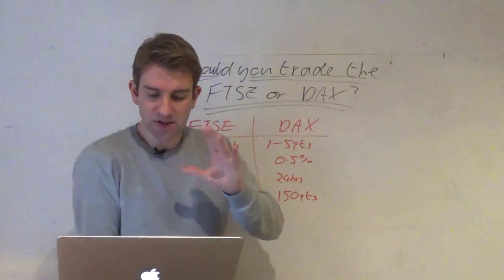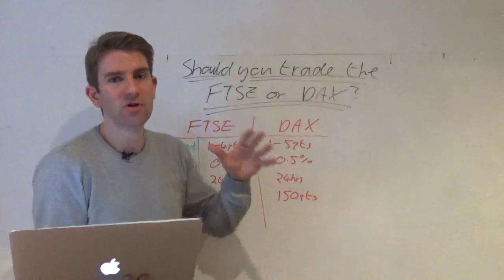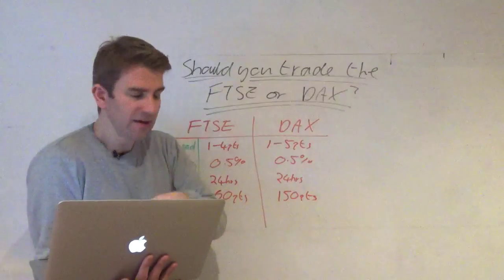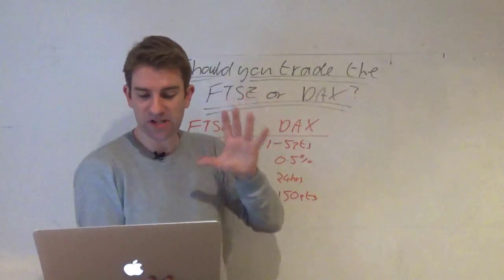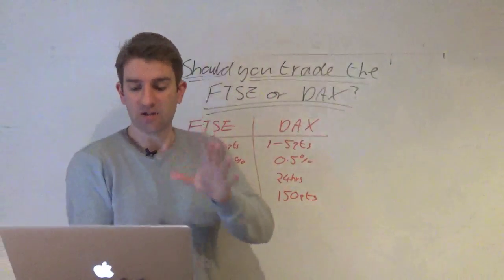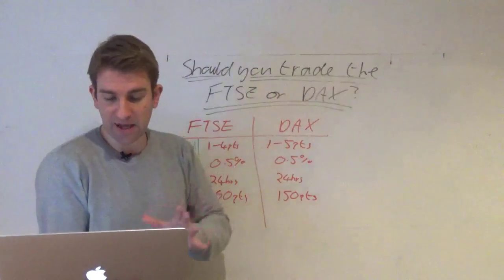Now, the DAX futures open a little bit earlier, which means that InterTrader will offer the DAX spread at 2 points from 7 o'clock in the morning. So from 7 till 8, it's 2 points, whereas you don't get that with the FTSE.